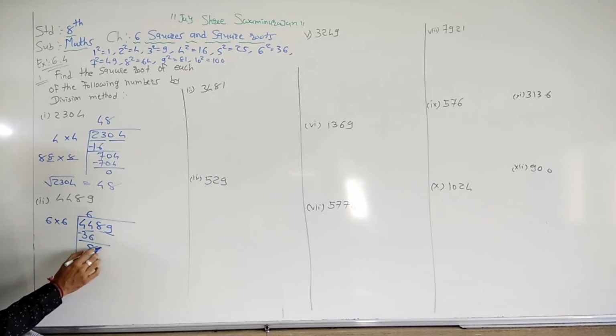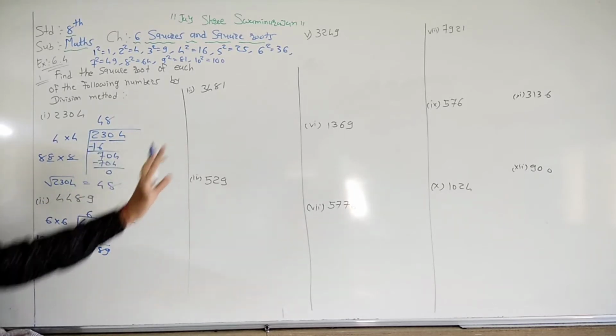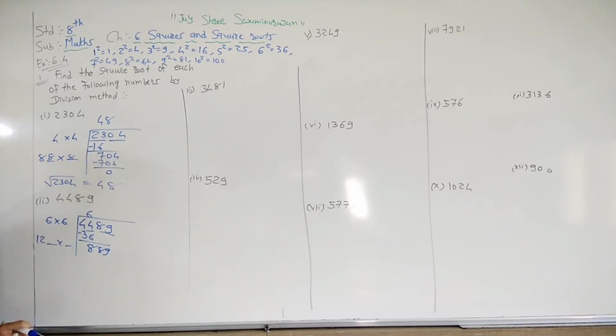Now this 89 comes down, so 889. Now what we need to do? Multiply this answer by 2. So here it becomes 12. One space blank, one space blank. Okay, the same process we need to follow in all the questions. One space blank, one space blank.